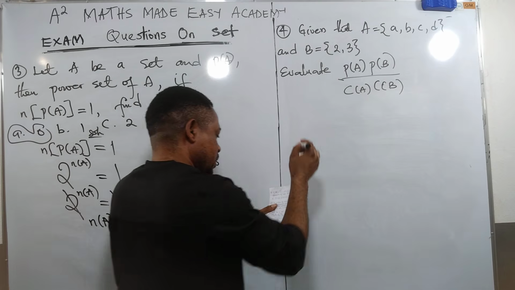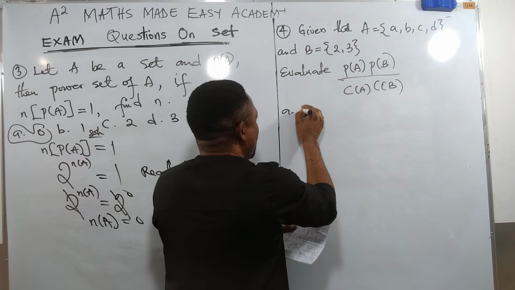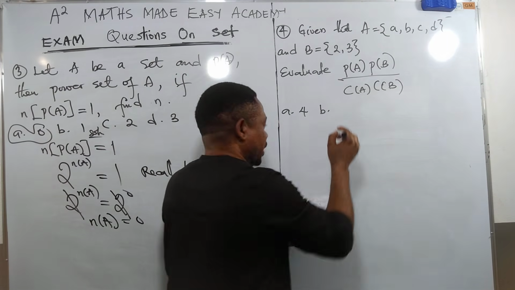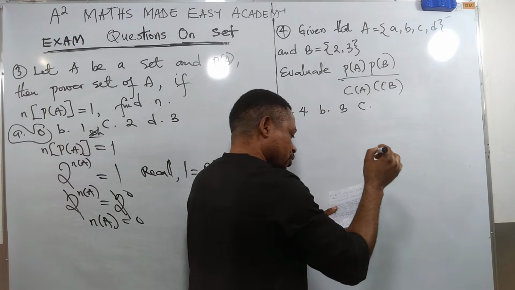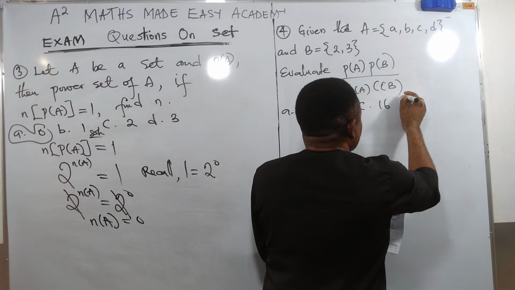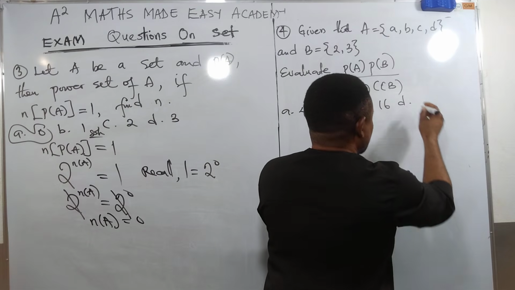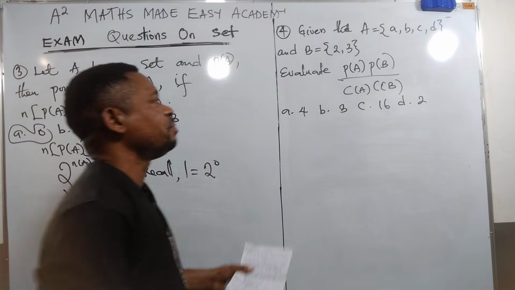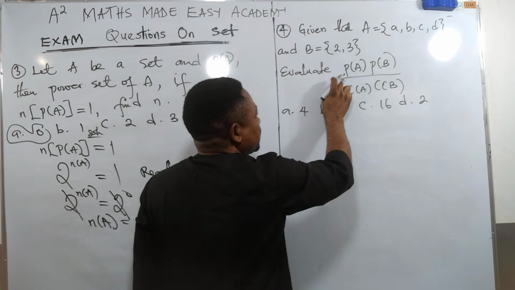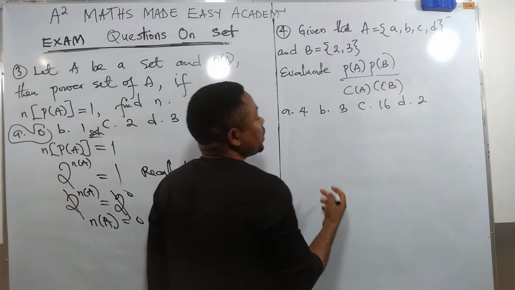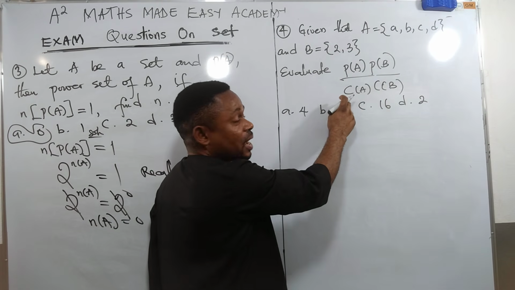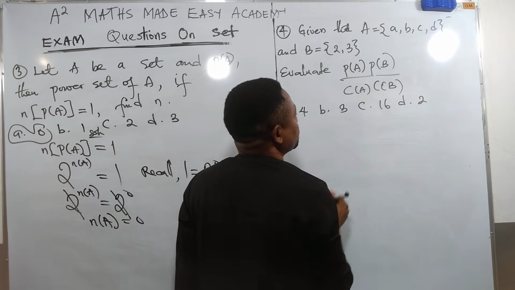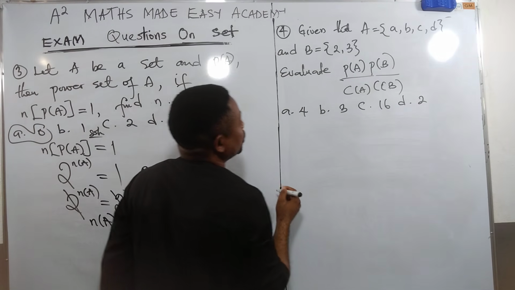Option A says 4. Option B says 3. Option C says 16. Option D says 2. Now, what do we mean exactly by this? This is called a power set. This is called cardinality set, or cardinal set of A, cardinal set of B.